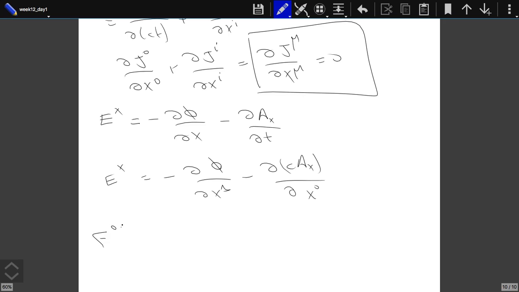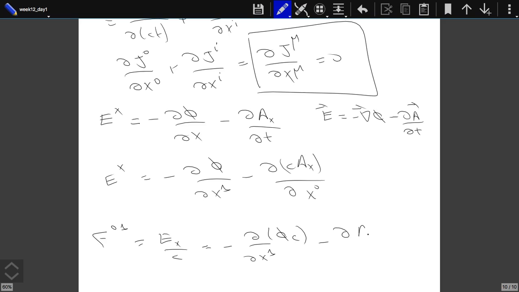Now, F_01. Why? ∂(cφ)/∂x^0. You see, the electric field is minus the gradient of φ minus ∂A/∂t. Now, F_01 is E_x over c in terms of the potentials. This is equal to minus ∂/∂x^1 of φ c, minus the derivative of A_x by ∂x^0.